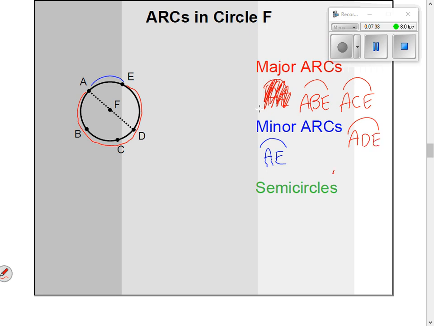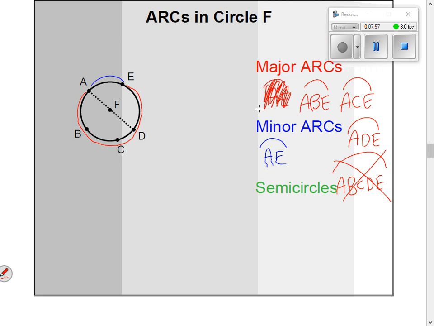Now, some kid's going to do this because they're going to be like, I don't remember how to do this. So they're going to go A, B, C, D, E. And actually, a major arc only requires 3 letters, okay? So that would be overkill. Any of those would be acceptable major arcs.